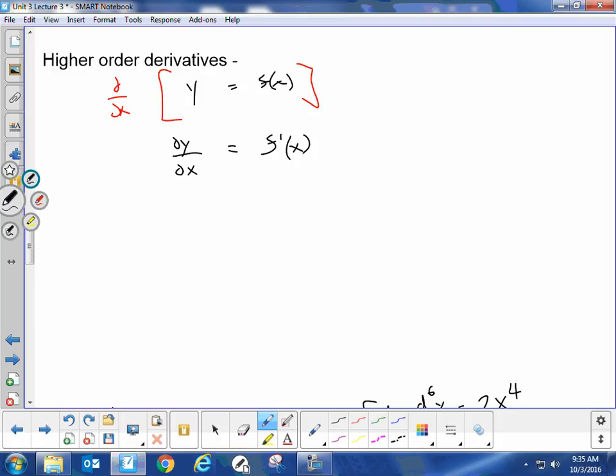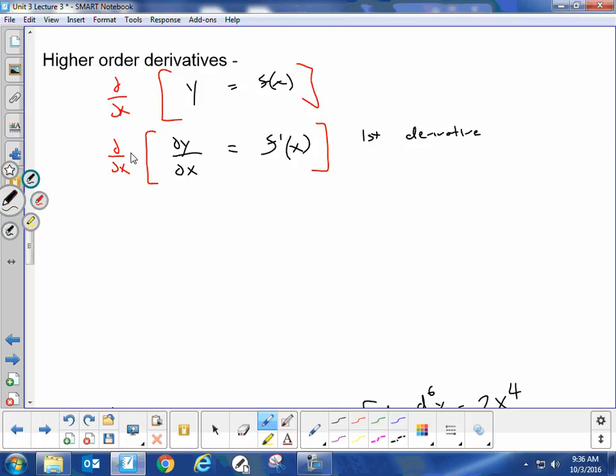Well, we can take derivatives of derivatives. Let's see what happens if I took the derivative of this derivative. I'll call this my first derivative. Well, the notation on the left is really the more confusing notation, which is why we write this.